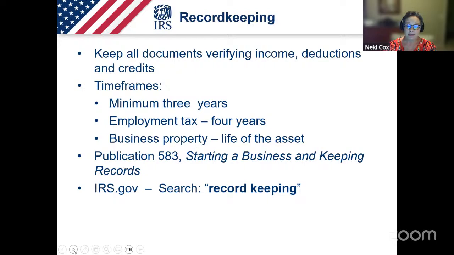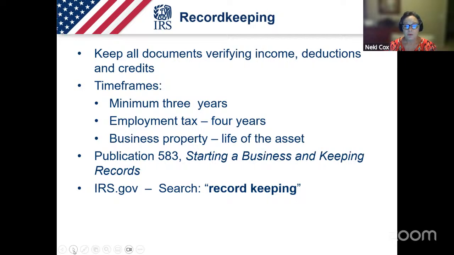And as discussed earlier, the records that establish the basis for original or replacement property have to also be kept longer. Now, if you lost your records due to circumstances beyond your control, such as a flood or an earthquake, you can substantiate a deduction by what's called reasonable reconstruction.